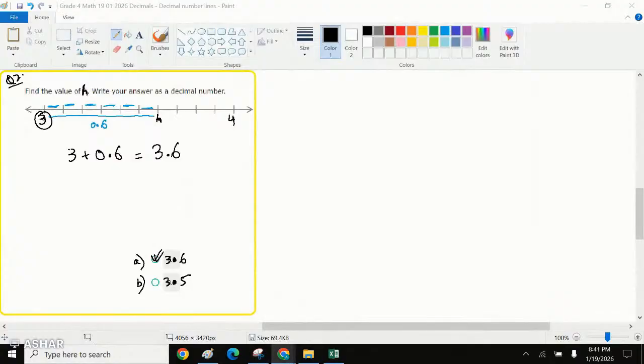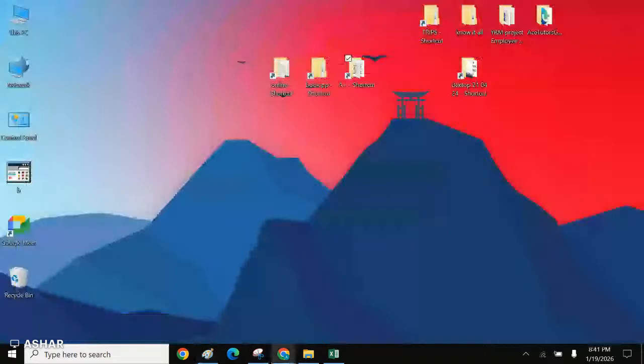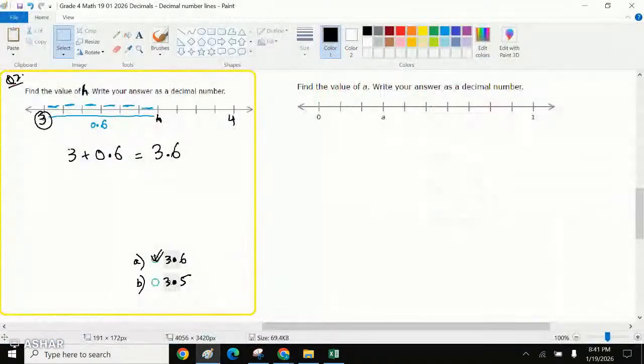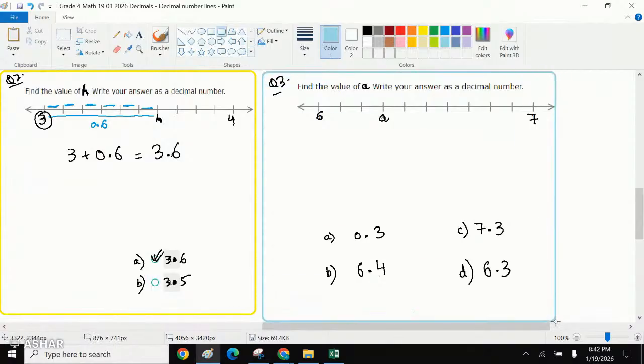Okay, for the next question, this time I will give you the new options, okay? Sorry. Okay, let's see. I'll remove these options. I'll add my own options to the question. Question number 3, 6, 7, and the value of A. Okay. Option number A is 0.3. Option number B is 6.4. Option number C is 7.3. And option number D is 6.3. Okay, I just made it a little difficult.